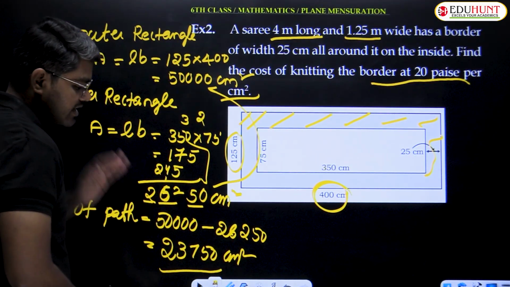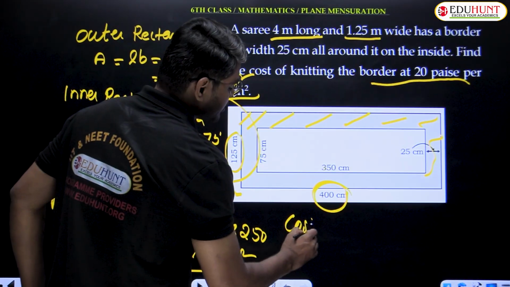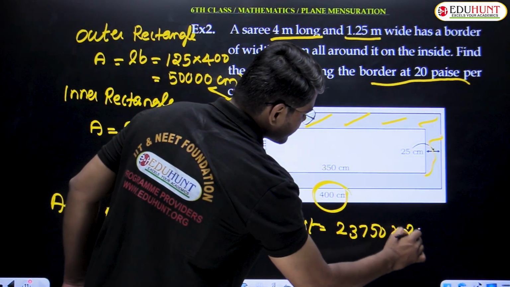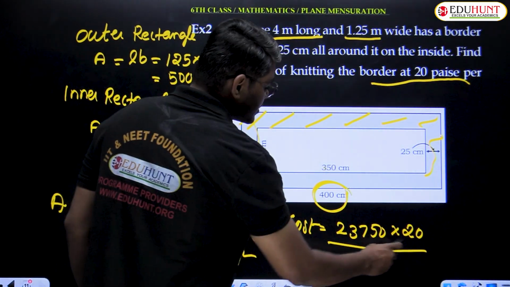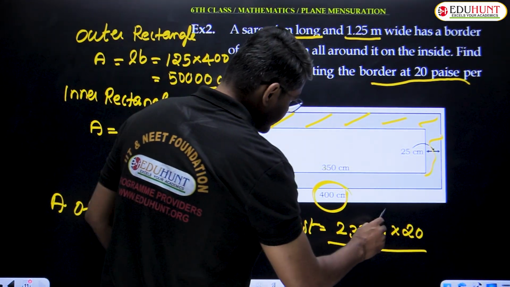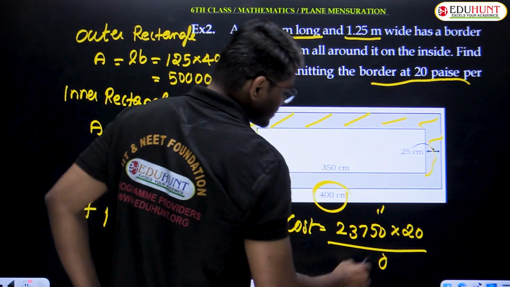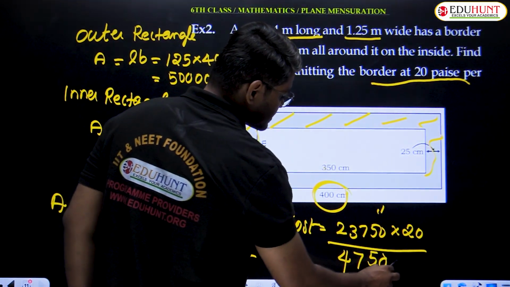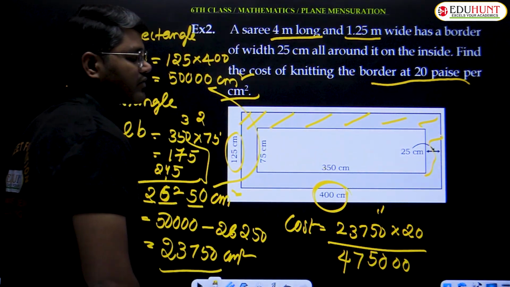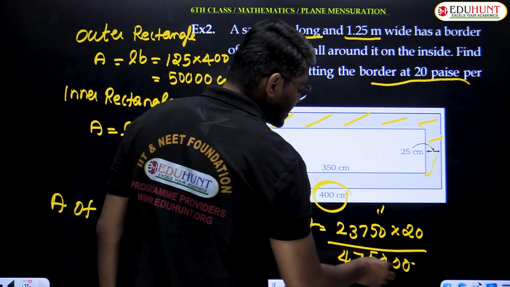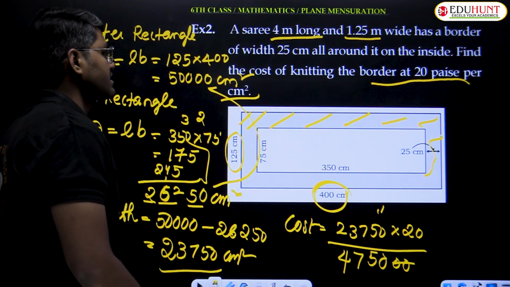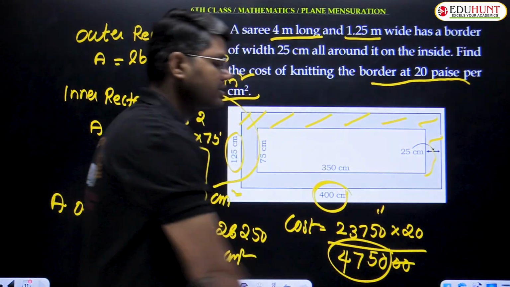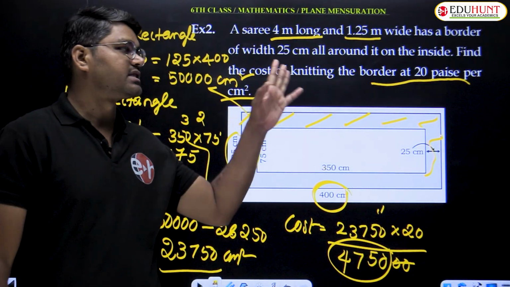So I have to multiply by 20. So cost is equal to 23,750 into 20. So 2 sevens, 2 5s 10, 2 7s 14 and 1 is 15, 2 3s 6 and 1 is 7, 2 2s 4, then 0, 0. So I have to convert this into rupees. So cancel 2 zeros because 1 rupee is equal to 100 paise. So 4750 is the answer for this question.